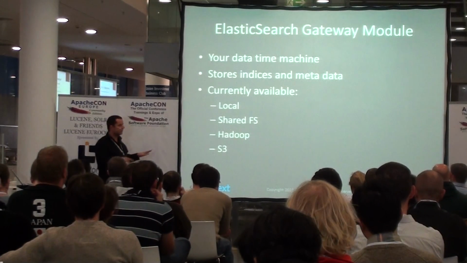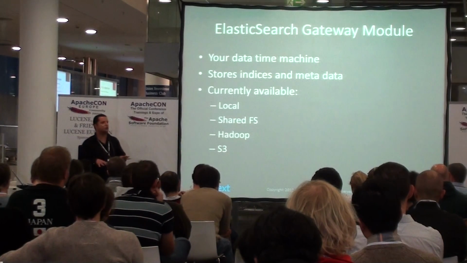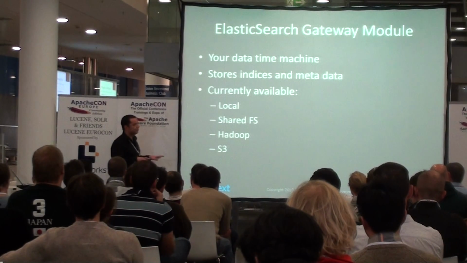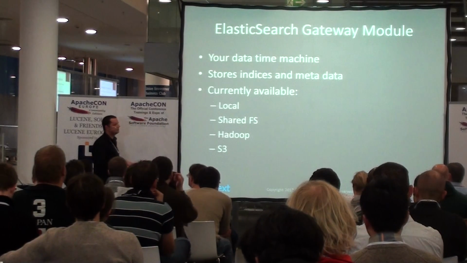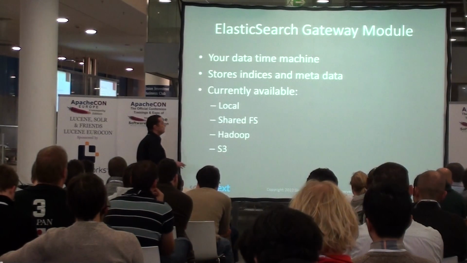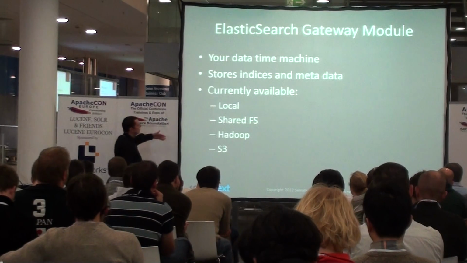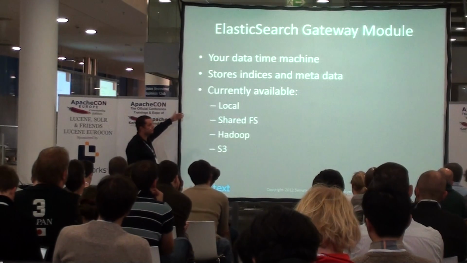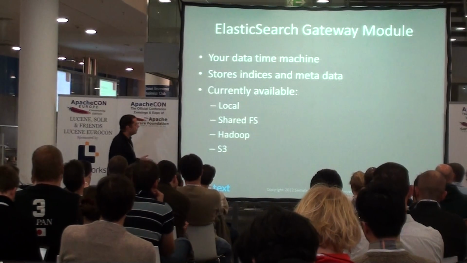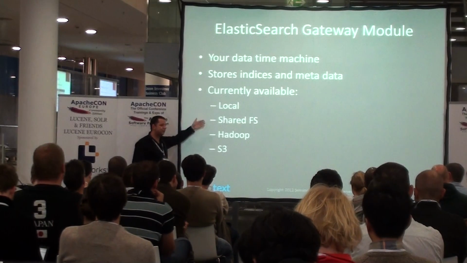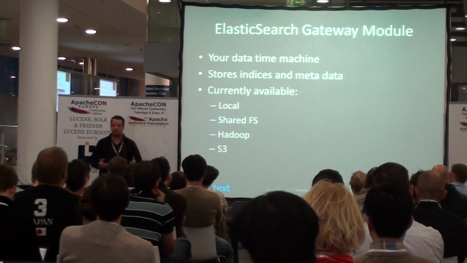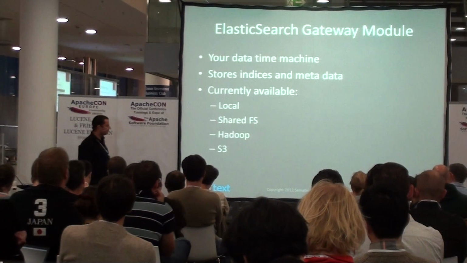In Solr, I don't have a slide for it, but your indices are stored locally, if you don't configure it, for example, on NFS or anything like that. In Elasticsearch, you have a gateway module, which is more or less your data and metadata time machine. It's not always used to store indices, but it's used to store metadata. Currently available, you have the local default one, the one that is said to be used because it's most tested. You have the shared file system, you have Hadoop, and Amazon S3, which you can use for storing your indices and metadata. For example, if you use the shared FS gateway, your shared file system should be visible by all the nodes in the cluster.